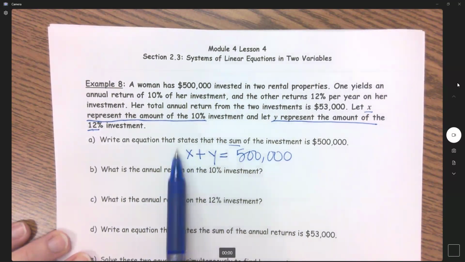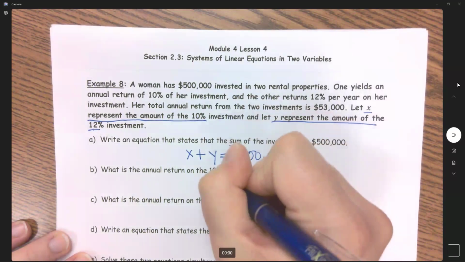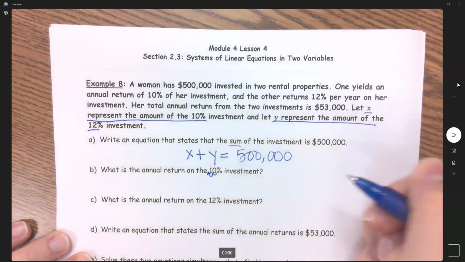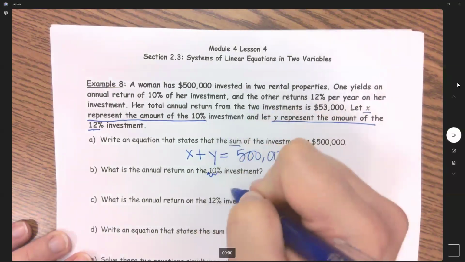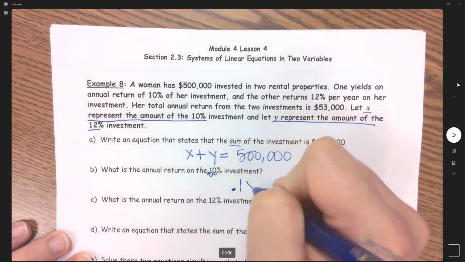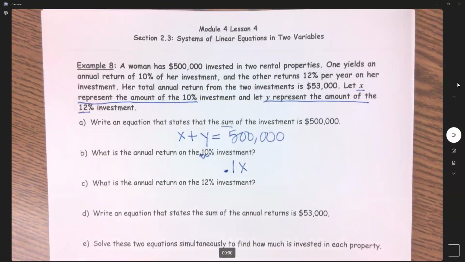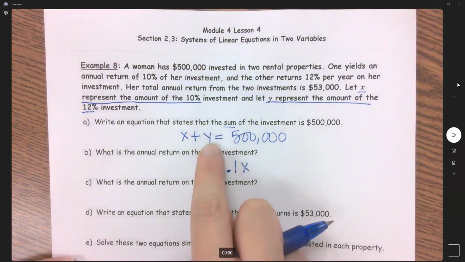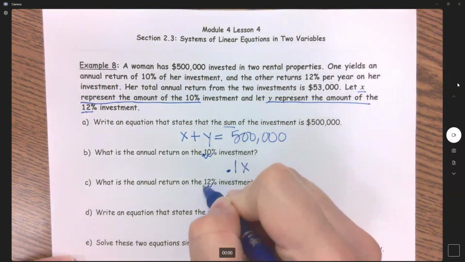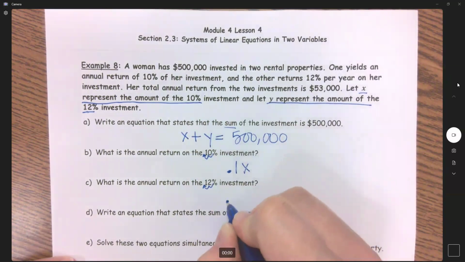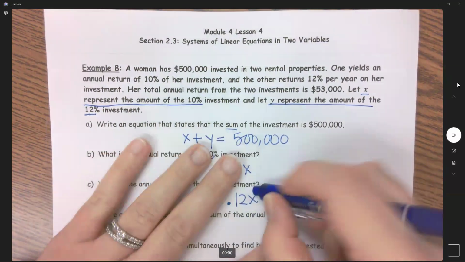So what is the annual return of the 10% investment? Well, however much money I'm investing here, I'm going to get 10% back. So if you move that decimal 2 places, that's 0.1 or 0.10. So that's going to be 0.1x. What's the annual return of the 12%? However much I'm investing here, I need 12% back. So again, move that decimal and we get 0.12y.